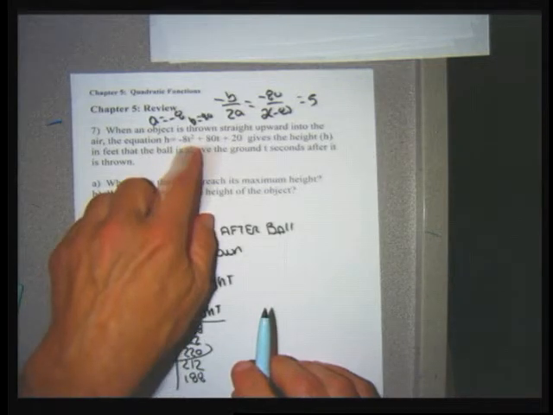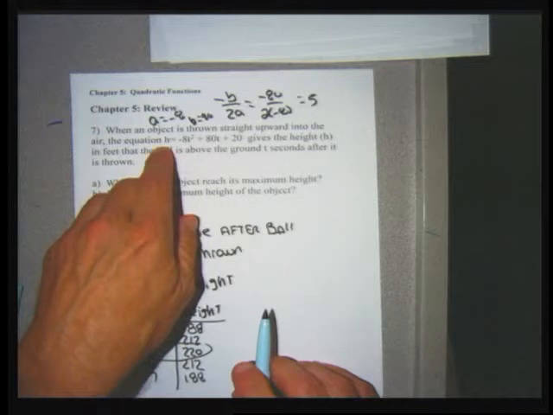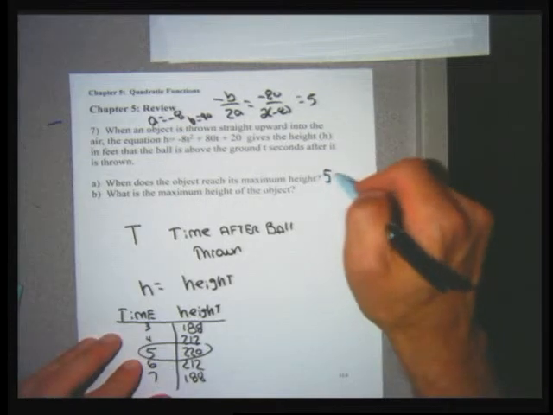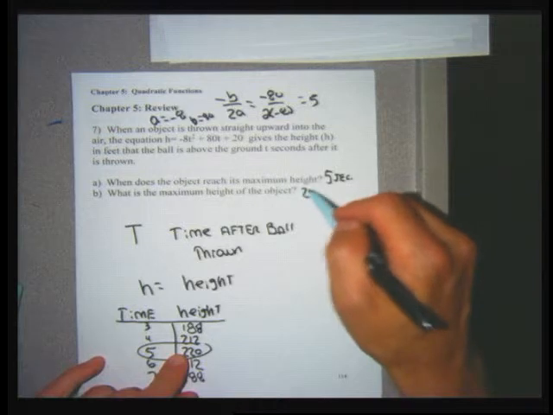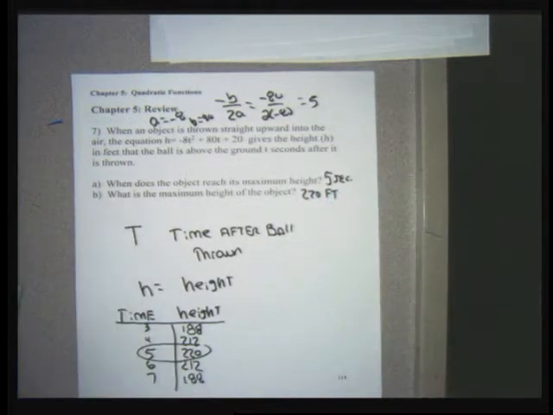Because the t is in the x position, the time is in the x column. Because the h is in the y position, the h stands for height, the height is in the y column. When does the object reach the maximum height? At 5 seconds. What is the maximum height? 220, and the units are feet. So really no algebra for these word problems. They're kind of friendly word problems.